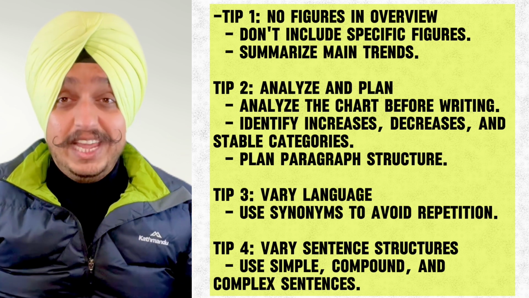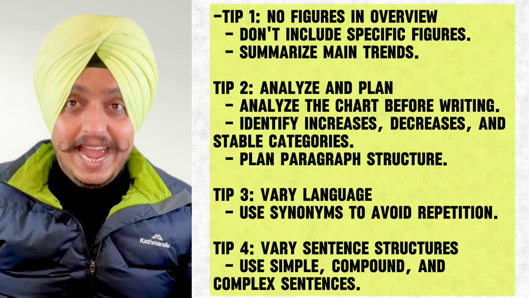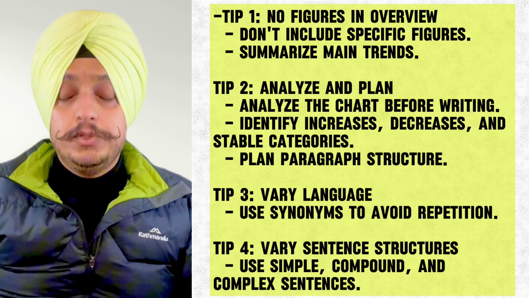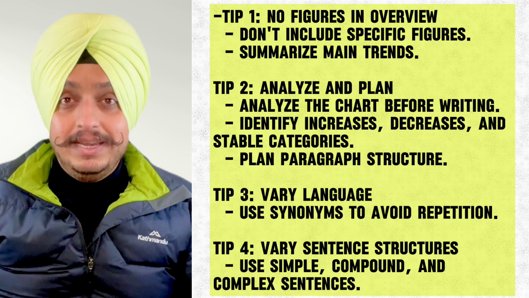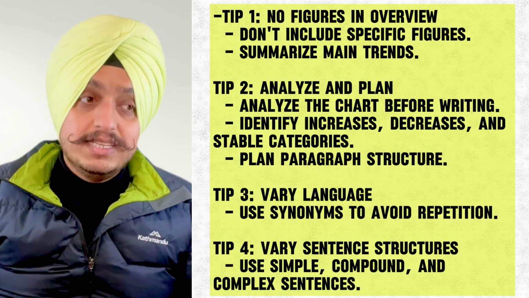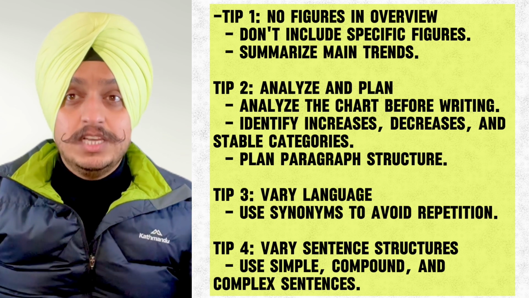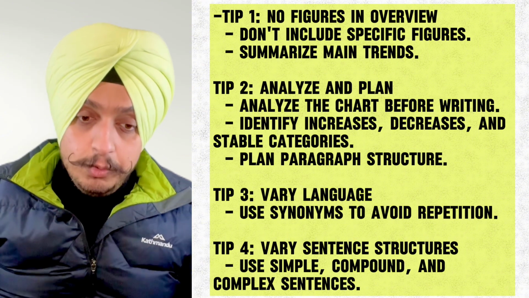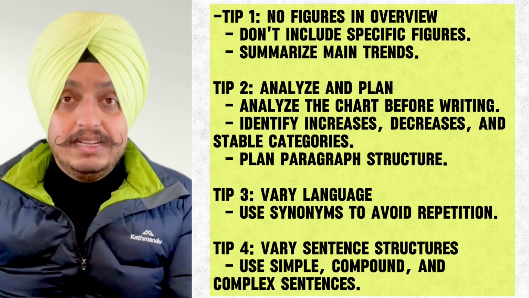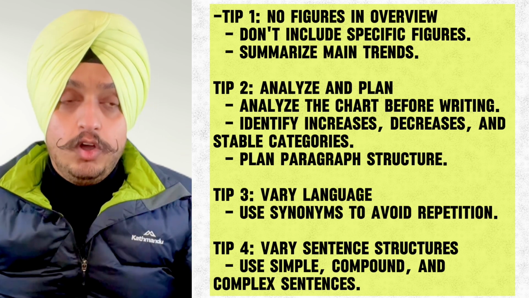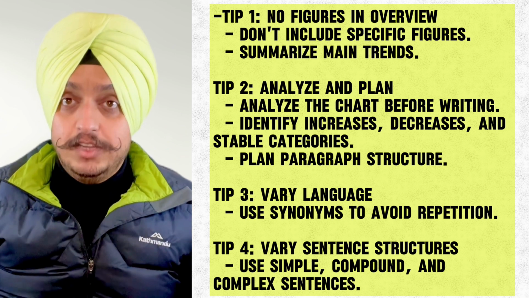Tip number 3: vary your language. You don't want to write the same words over and over again. Use different words each time you write a new sentence. This shows the examiner that you have a good range of vocabulary and can express ideas in various ways. For example, instead of always saying the word increase, you can use rise, grow, climb, went up. Similarly, instead of using the word decrease, you can say fall, drop, decline, went down, in order to show the examiner that you have a variety of language.